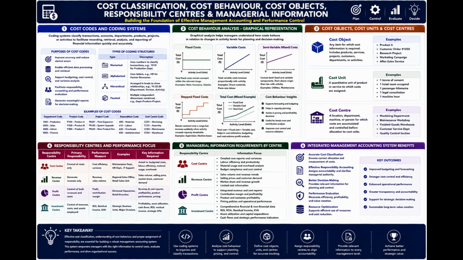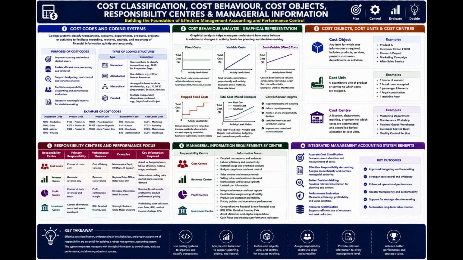A fundamental feature of management accounting systems is the use of coding systems to categorize transactions. A code is a sequence of numbers, letters, or symbols assigned to a transaction, account, department, product, or activity to facilitate recording, classification, retrieval, and analysis of financial information. Coding enables large volumes of accounting data to be processed quickly and accurately while reducing duplication and clerical errors.